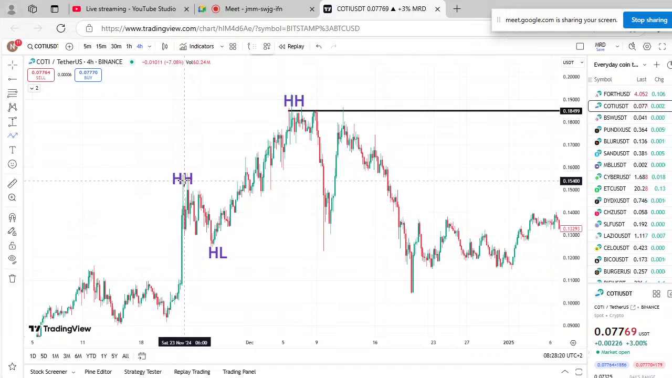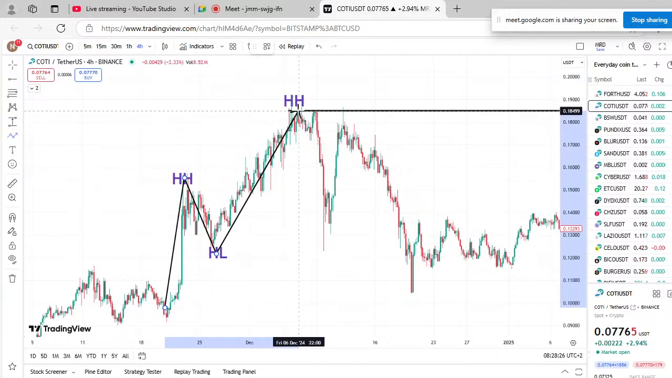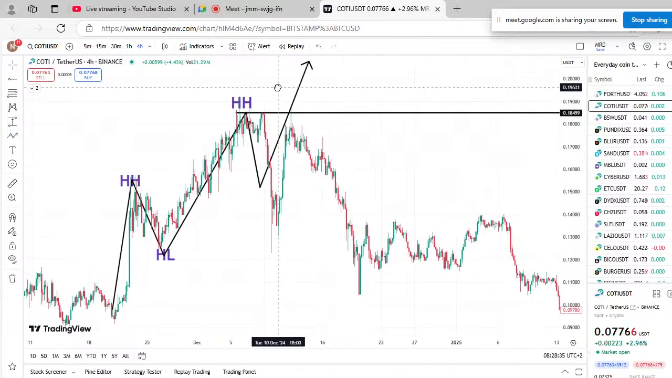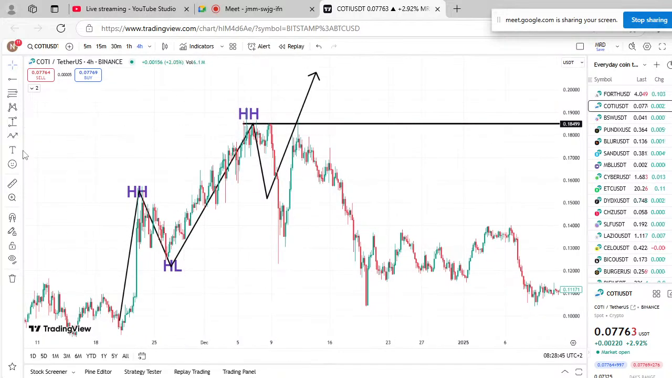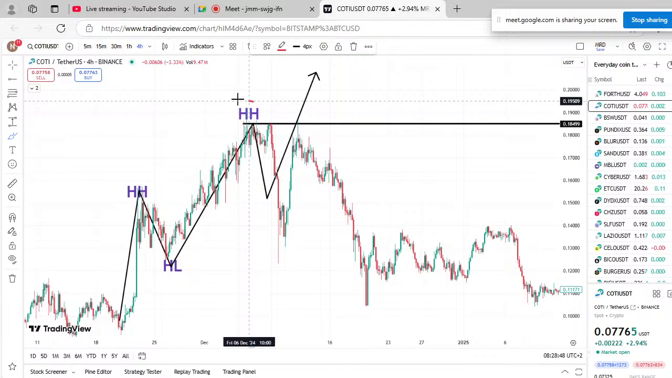Now you can see from here up to here, then here, then here. Now we were supposed to come back a bit here, then we break. But unfortunately, we failed to come back and break the previous high. Therefore, this one at the top is the last high.